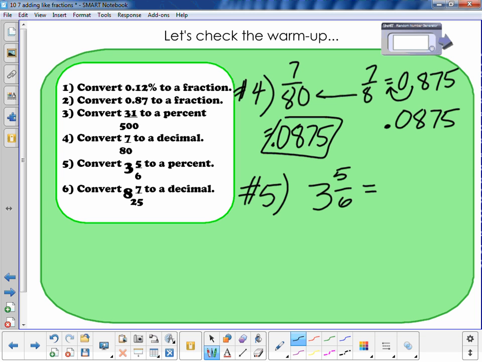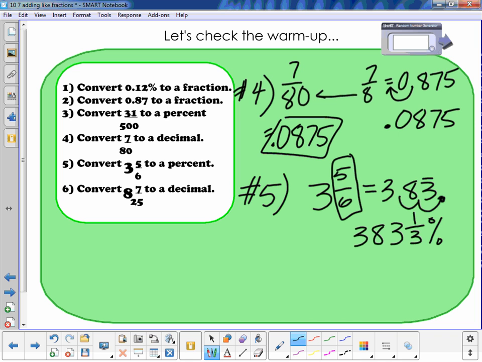The first thing I would like to do here is convert this number to a decimal. I know 5/6 is a memorized conversion, so that's 3.83 repeating, just the 3 repeating. To convert a decimal to a percent, I move the decimal point 2 places to the right. So that's 383, but my 3 was repeating, and I know 0.3 repeating is 1/3. So 383 1/3%.